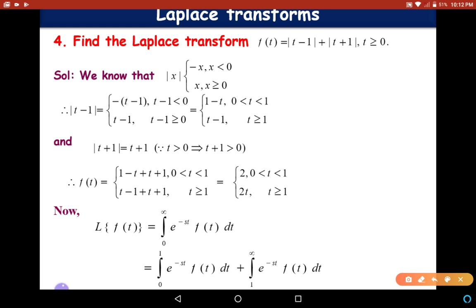And in the interval 0 to 1, f of t is 2. Therefore, this is 2 here. And in the interval 1 to infinity, f of t is 2t. So, we substitute the definitions of f of t in the corresponding integral. Then we get L of f of t is equal to integral 0 to 1, 2 times e power minus st dt, plus 2 times integral 1 to infinity t into e power minus st.